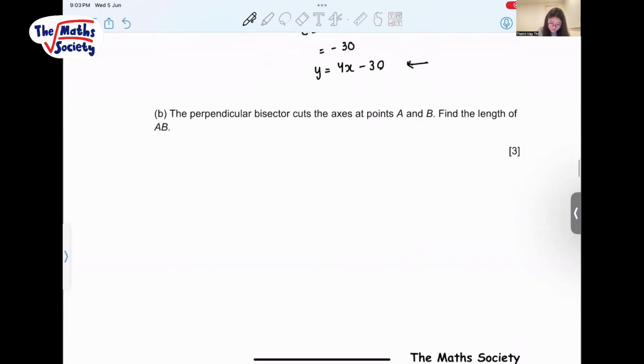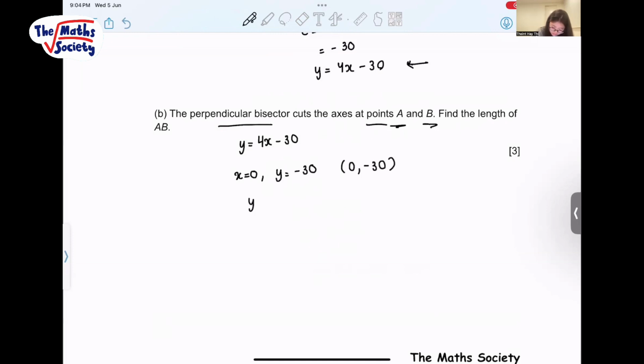And then we go to B. So B, they ask you the perpendicular bisector cuts the axes at points A and B. So the bisector cuts there, and you have to find the length of AB. So you already know that the equation is y equal to 4x minus 30. So they say cuts the axes at A and B. So you just find when x is equal to 0, y is going to be minus 30. So it's going to be 0, comma minus 30.